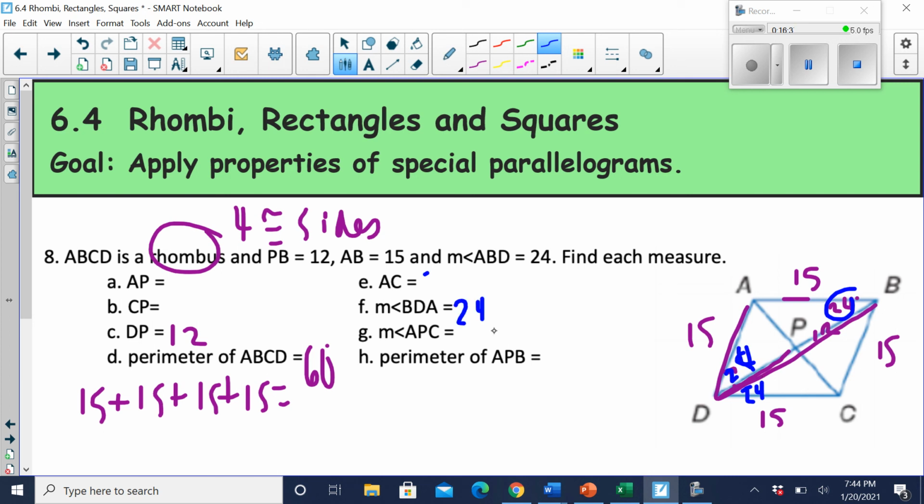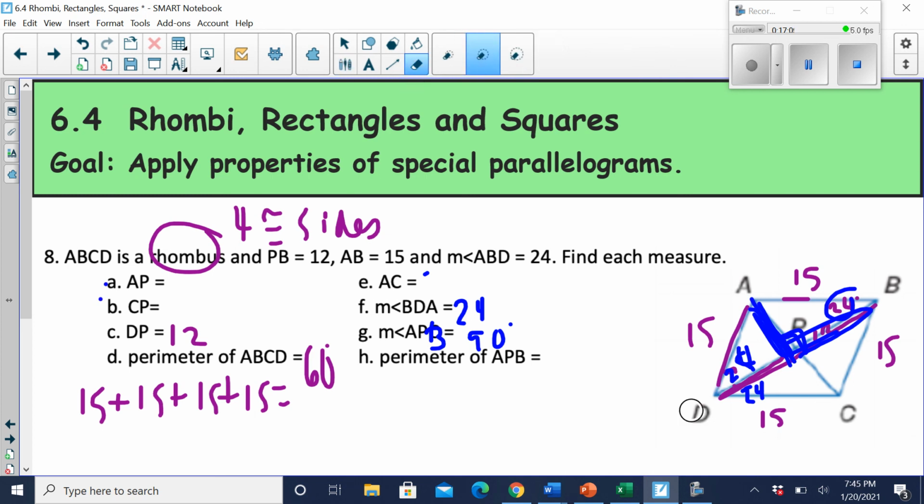Okay, next one says angle APC. I'm guessing that's a typo. Let's just change it to APB for right here. Okay, so APB, this angle is going to be a 90-degree angle right here because the diagonals are perpendicular. And then the last one says find the perimeter of triangle APB. So we're going to go back to these ones right here so that we can find that perimeter, okay?